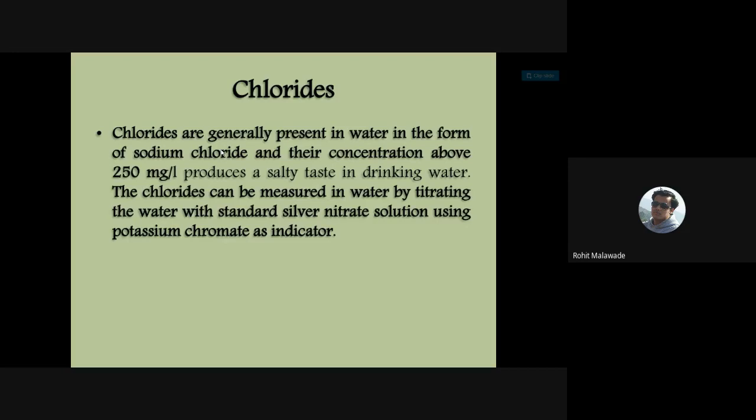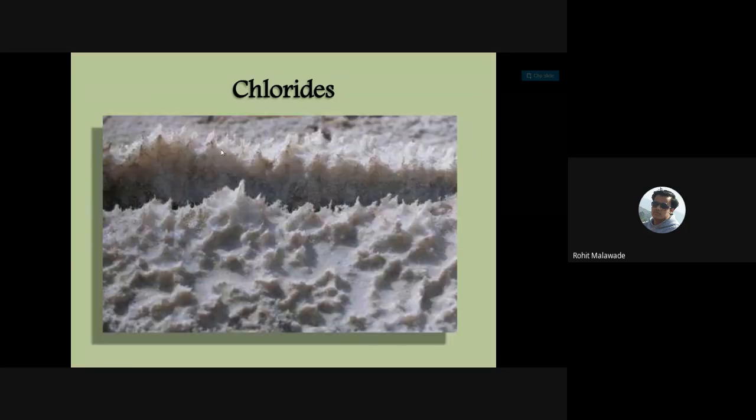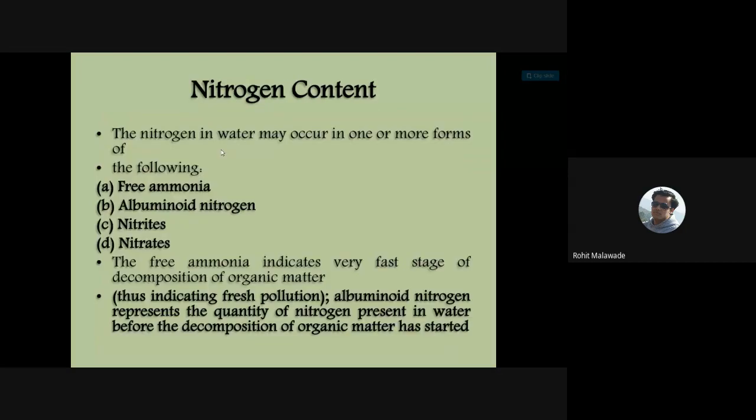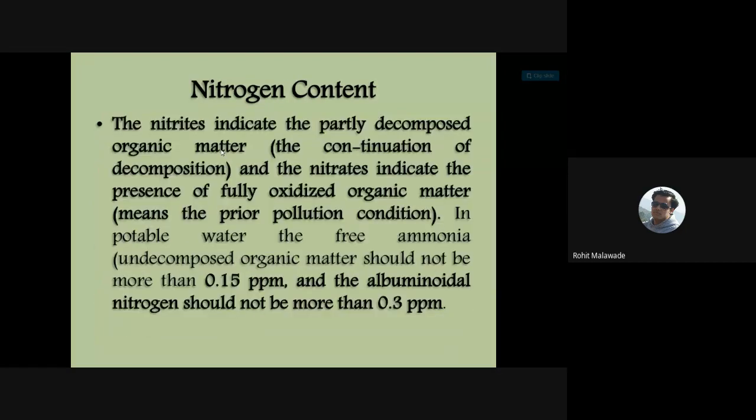Now here the chloride can be measured by the titrimetric method, that is by using silver nitrate and potassium chromate to determine how much chloride content is in the water. So chloride is basically going to impart the salty taste to the water. When you take seawater, you can find the salt in it.